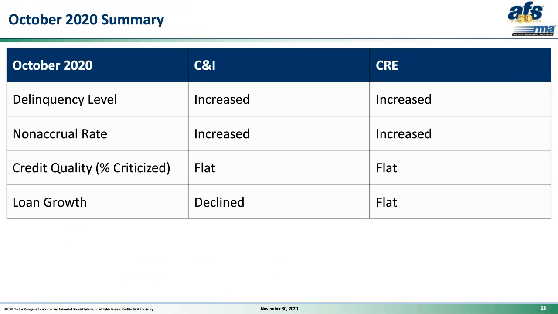So that's October 2020. Delinquencies and non-accruals for C&I and CRE both increased, and the credit quality was about the same as September. Balances for C&I dropped, but were steady for CRE. So, Stephen, I'll throw it back to you and open it up for questions.